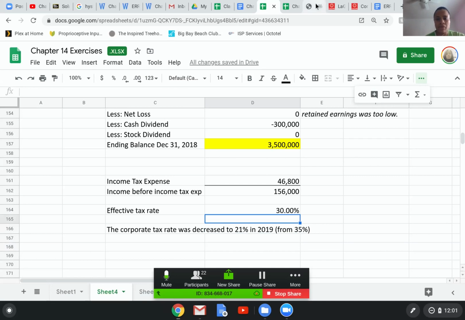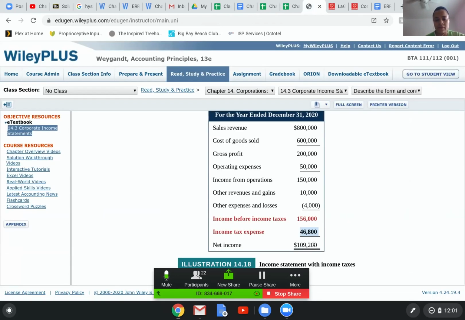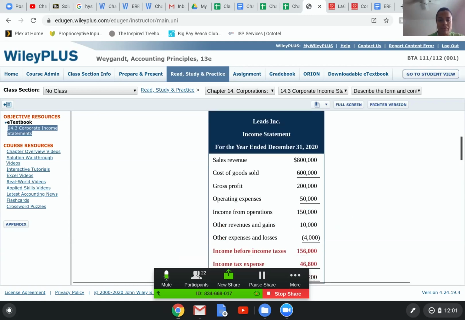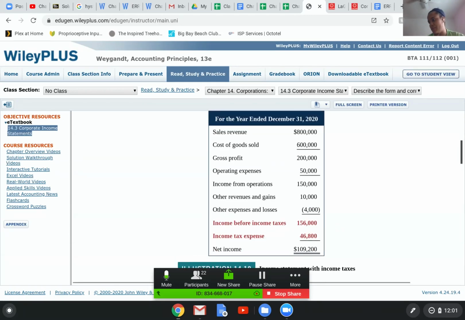So again, for a corporate income statement, the big difference here is that you would have to calculate an income tax expense, and then you subtract that income tax expense from income before income taxes to get to net income of 109,200. Questions on the format of the income statement before we do an example of that?